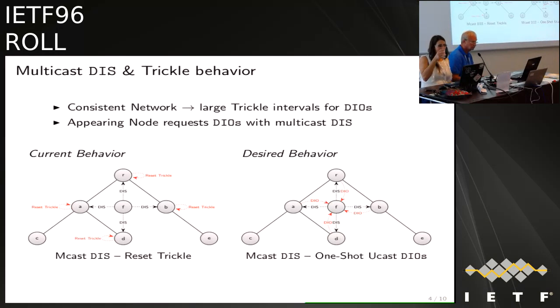The first behavior is that a multicast DIS triggers a trickle reset. So if we assume we have a network consisting of a converged DODAG, it could be like shown here. And if there is a node that appears without prior knowledge of any parent, then this node may want to use a multicast DIS to join the DODAG. And by using a multicast DIS, as we just heard before, all nodes in the neighborhood that receive this multicast DIS will reset the trickle timer. And this leads to multiple trickle-induced DIOs disseminated in the network. This has a really big impact on the network itself if all nodes start almost at the same time to disseminate multicast DIOs.